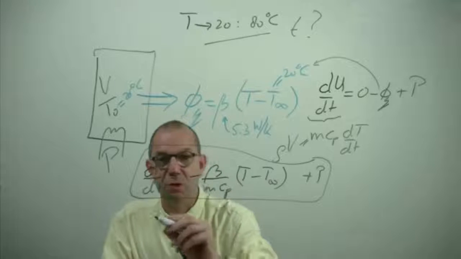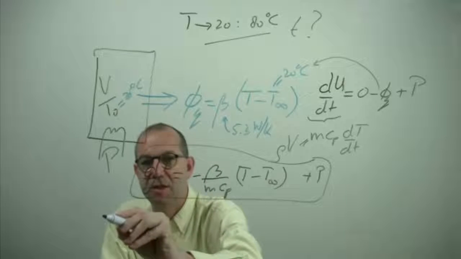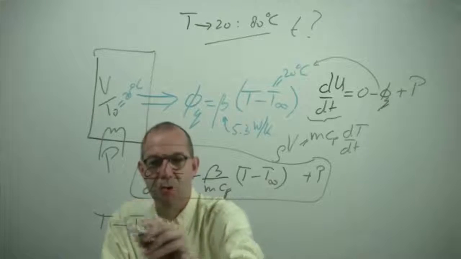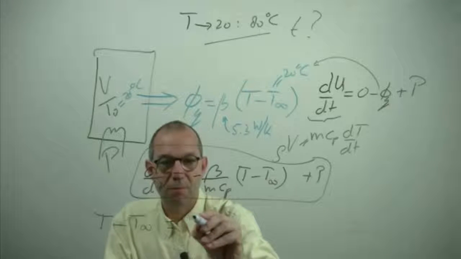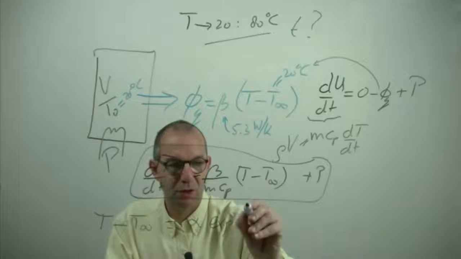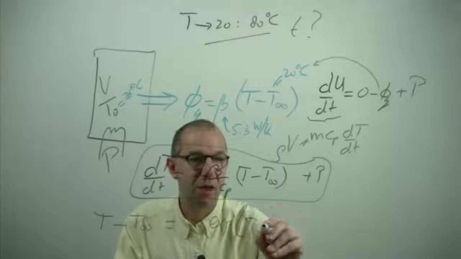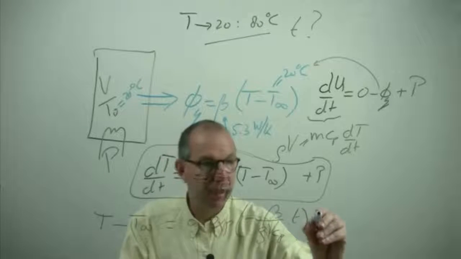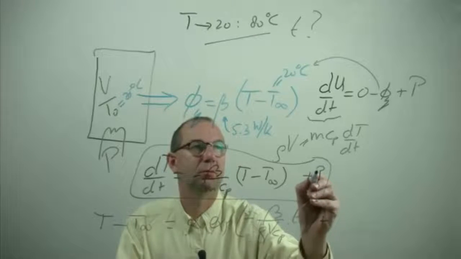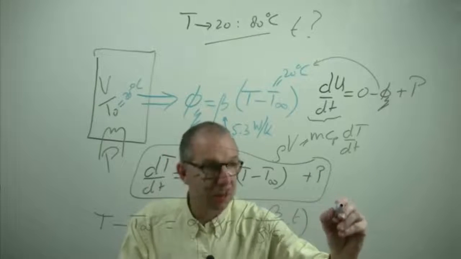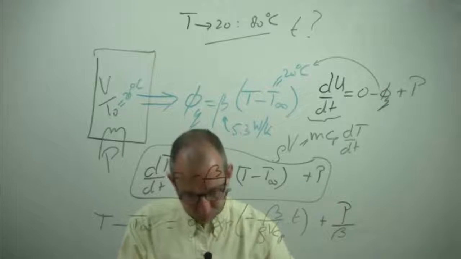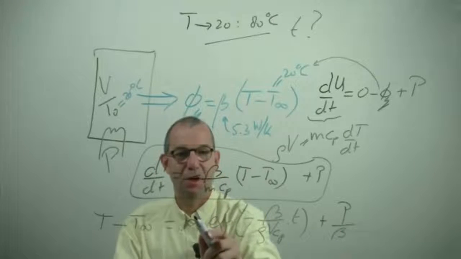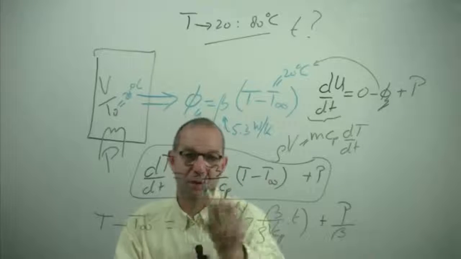You can try and work out the solution yourself, or you can look it up on the internet, and you will get that the temperature with respect to the surrounding temperature equals some constant alpha times an exponential function, which has as coefficient minus beta over rho V Cp times time, plus P over beta. This is the solution of this differential equation with an unknown integration constant popping up here. I had to integrate once.